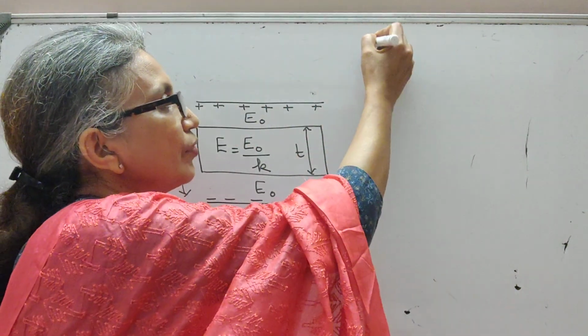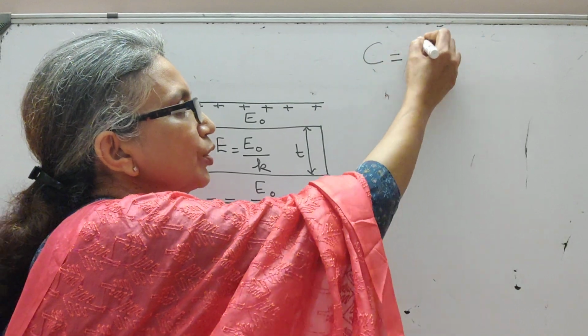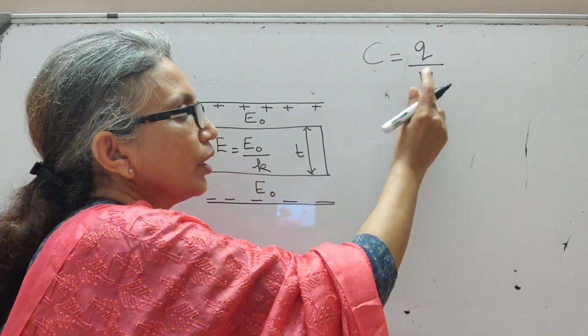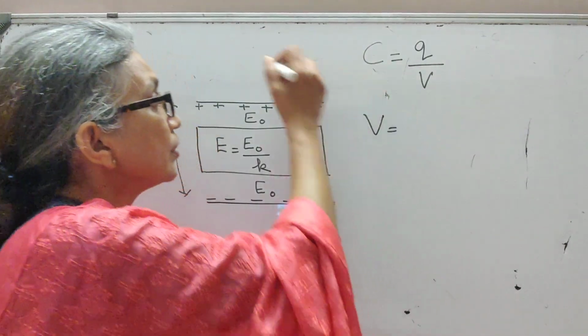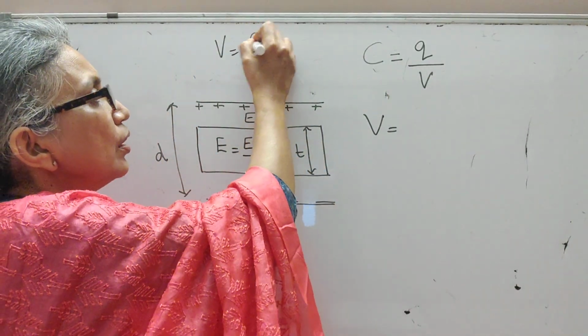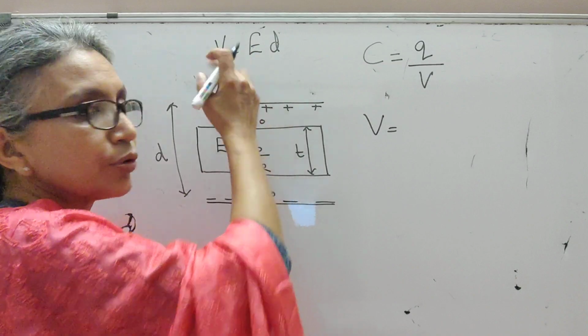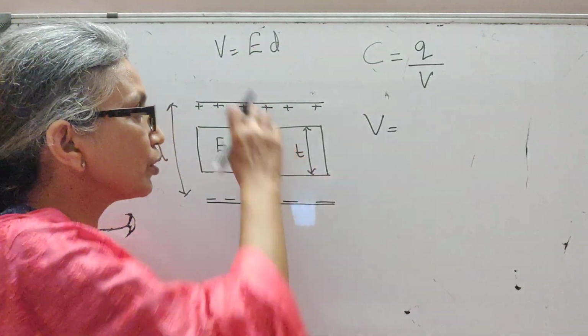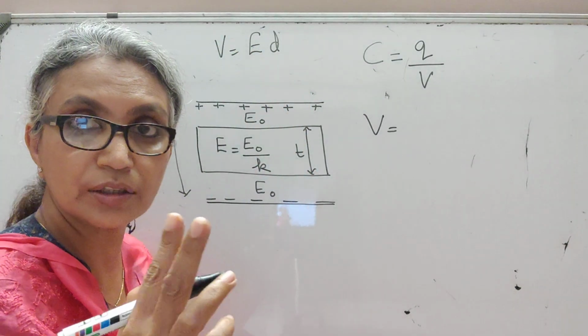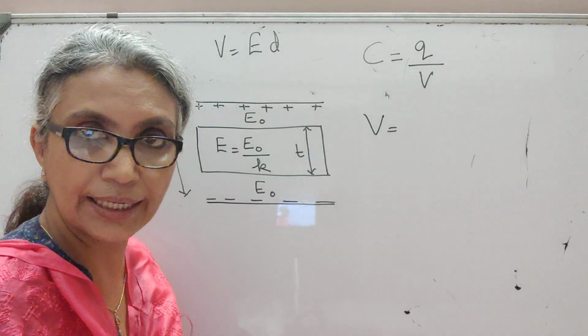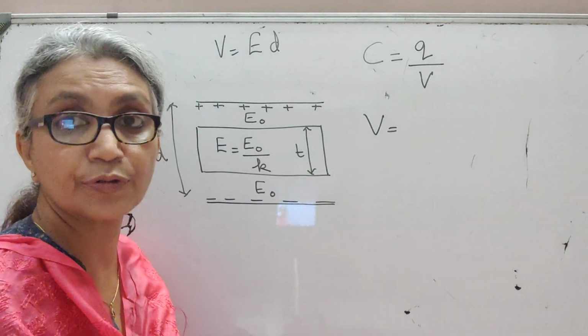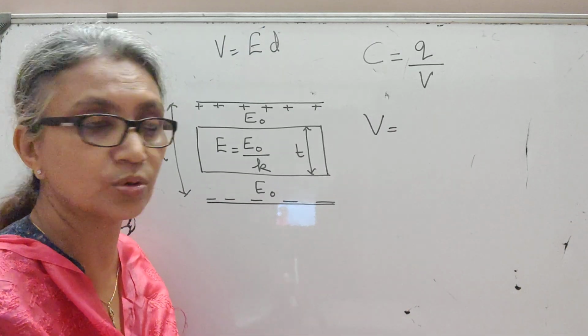Now, I need to derive an expression for capacitance, which we know as Q by V. I need to find an expression for V. V I know is E into D. From E equal to V by D, I know the expression for V is E into D. But there are two electric fields: one which is the electric field in air and the other the electric field inside the dielectric. So, we'll have two terms.